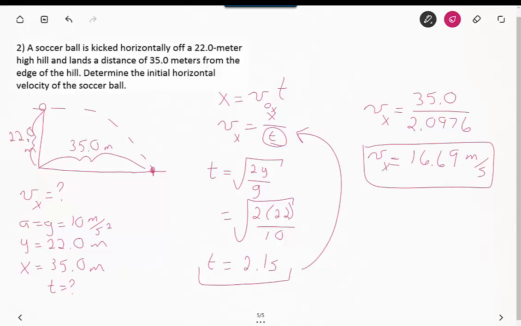So between the last problem and this problem, you've seen all of the different things that the problems can ask you for at this point in time. Always start with drawing a picture. And then after you've drawn your picture, make sure you write down what variables you know and what you don't know. Don't forget that acceleration in these cases is the acceleration of gravity, which is 10 meters per second squared.